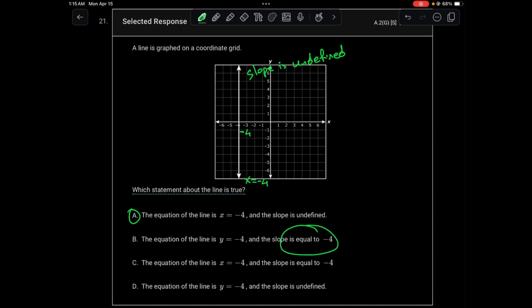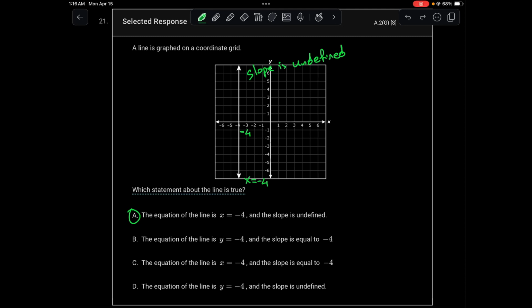And the slope is equal to -4. In this case, if I take y equals -4, the slope will be 0. So it's wrong both ways, because they gave me the wrong equation, and the slope of this would be 0. The slope of my line is undefined, so both statements here are wrong. The equation of the line is x equals -4. That's good. And the slope is equal to -4. No. This -4 refers to the point where the line crosses the x-axis.